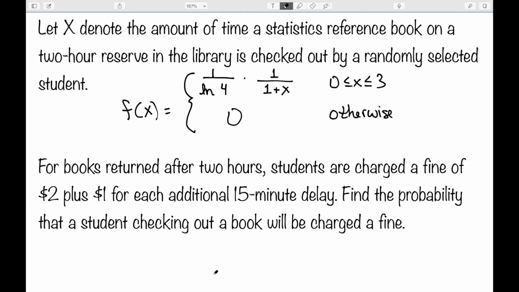For my next example, let's let X denote the amount of time a statistics reference book on a 2-hour reserve in the library is checked out by a randomly selected student. And here I have the PDF of this particular random variable. For books returned after 2 hours, students are charged a fine of $2 plus $1 for each 15-minute delay. And I want to find the probability that a student checking out a book will be charged a fine.